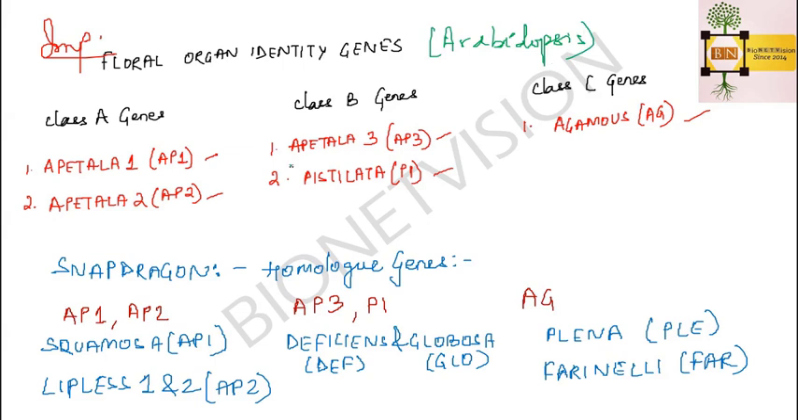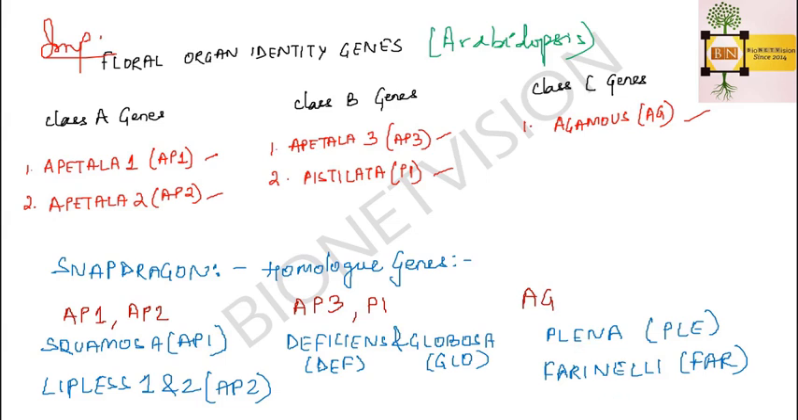Okay, so Apetala 1 and Apetala 2, its ortholog in Snapdragon is Squamosa. AP1 ortholog is Squamosa and AP2 homolog is Lipless 1 and 2. AP3 and Pistillata homologs are Deficiens and Globosa, and Agamous homolog is Plena and FARINELLI.